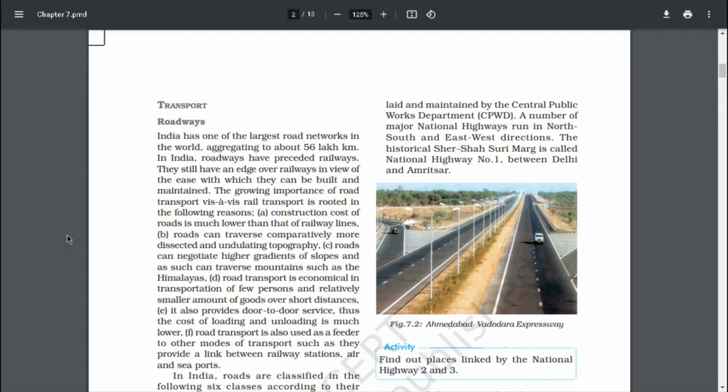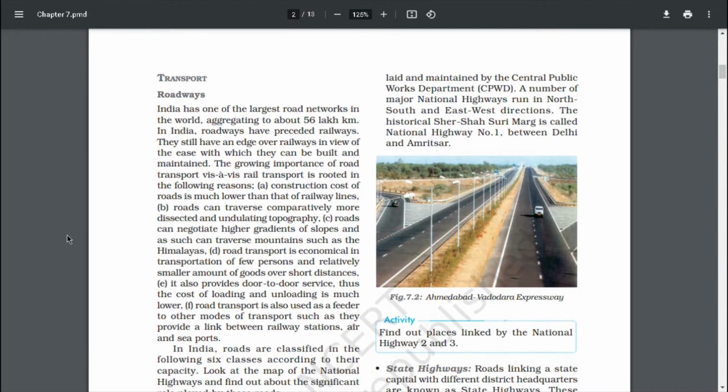Transport. Roadways. India has one of the largest road networks in the world, aggregating to about 56 lakh kilometers. In India, roadways have preceded railways. They still have an edge over railways in view of the ease with which they can be built and maintained. The growing importance of road transport vis-a-vis rail transport is rooted in the following reasons.